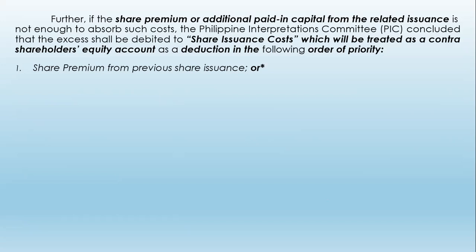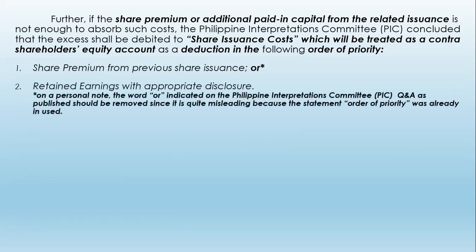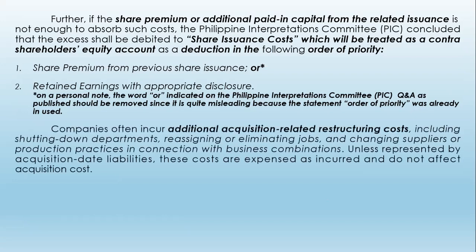The Philippine Interpretations Committee concluded that the excess shall be debited to share issuance costs, which will be treated as a contra shareholders' equity account as a deduction in the following order of priority: 1. Share premium from previous share issuance, or retained earnings with appropriate disclosure. On a personal note, the word "or" indicated in the Philippine Interpretations Committee Q&A as published should be removed since it's quite misleading, because the statement of priority was already in use.